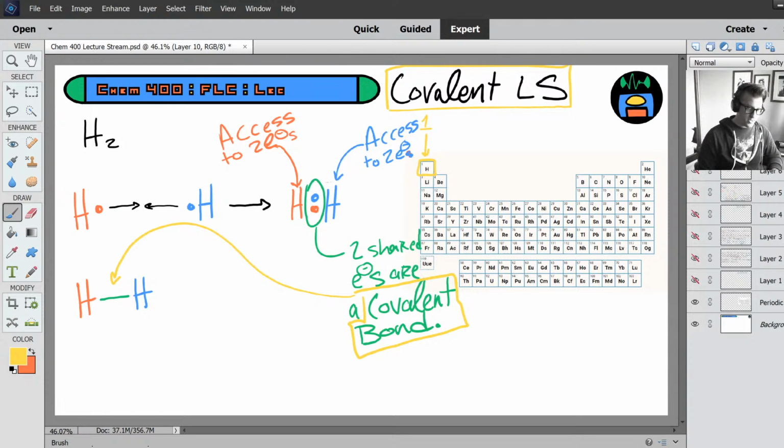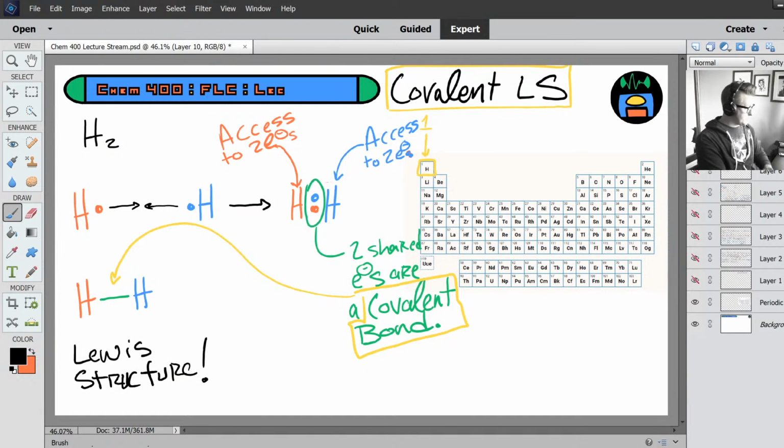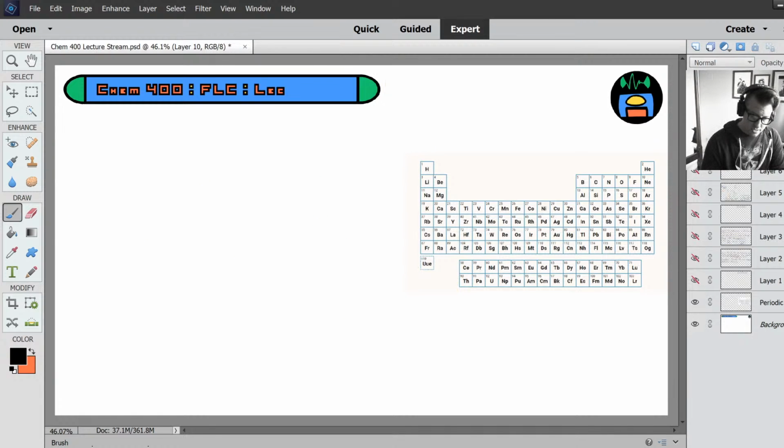That is a covalent bond, and this is the Lewis structure for H2. All right. So that is the Lewis structure for hydrogen. Let's do a slightly more complex Lewis structure.